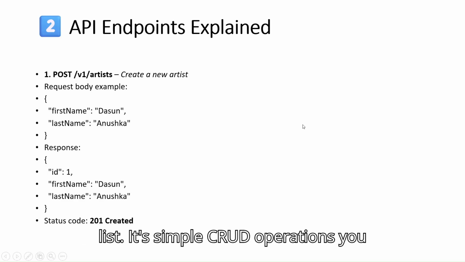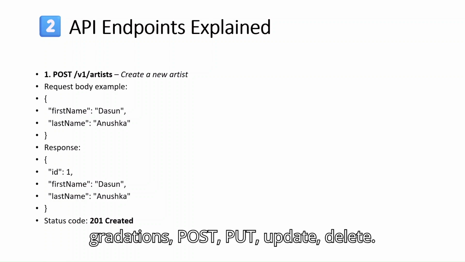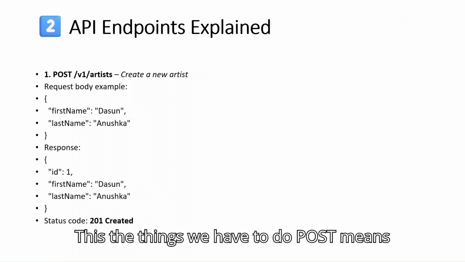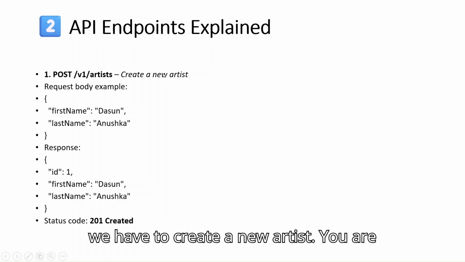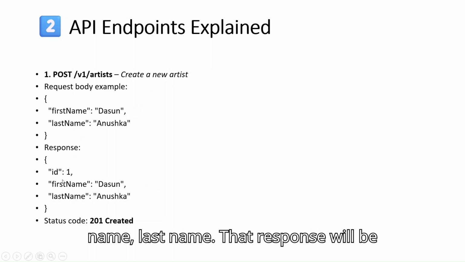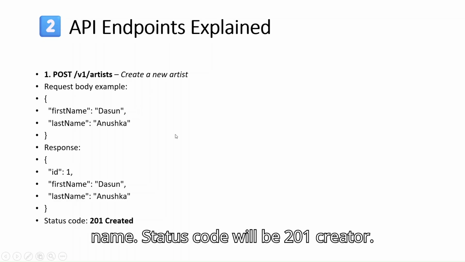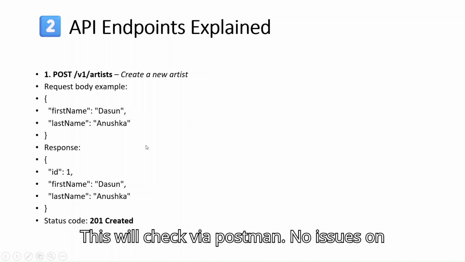We have to create simple CRUD operations: post, get, put, delete. Post means we create a new artist. The request body has first name and last name, and the response has an auto-generated ID, first name, and last name. The status code will be 201 Created. This can be checked via Postman, no issues there.